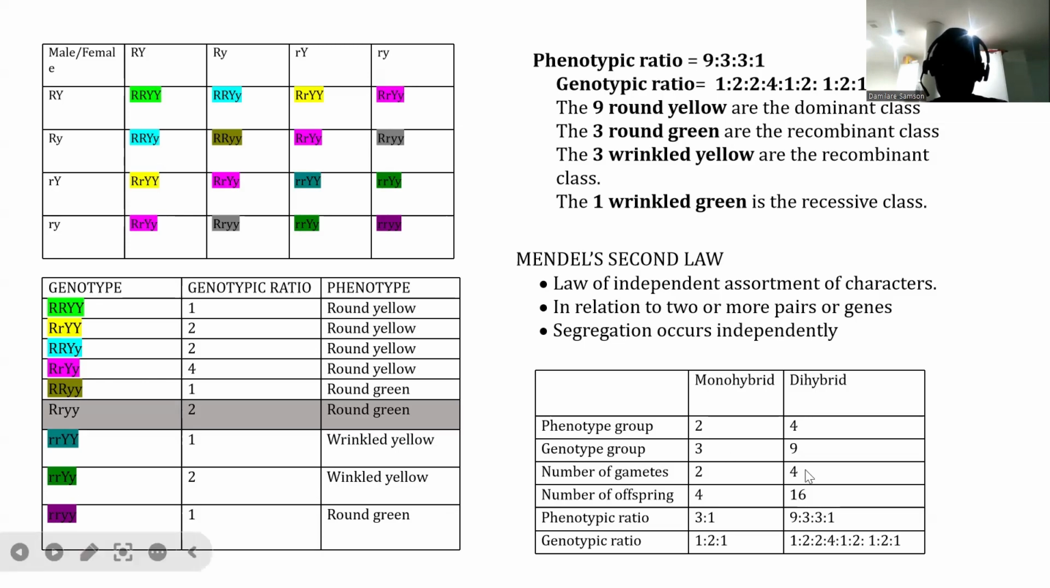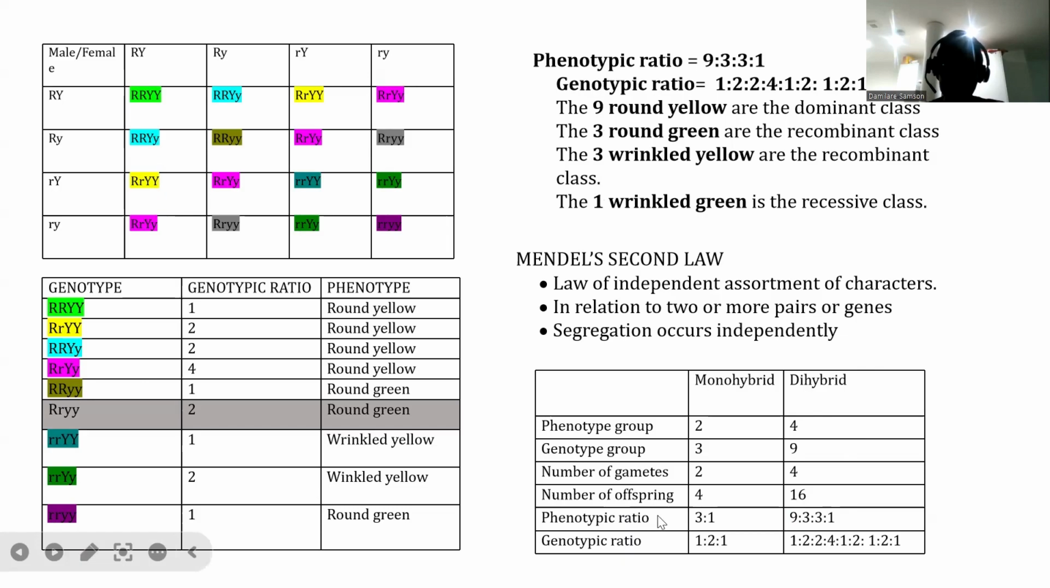Number of offspring in monohybrid, you have 4 offspring. Here, you have 16 offspring. If you count: 1, 2, 3, 4, 5, 6, 7, 8, 9, 10, 11, 12, 13, 14, 15, 16. All these are the offspring. So 16 offspring. What is the phenotypic ratio of monohybrid inheritance? Just 3:1. But in dihybrid inheritance, that is 9:3:3:1 phenotypic ratio.